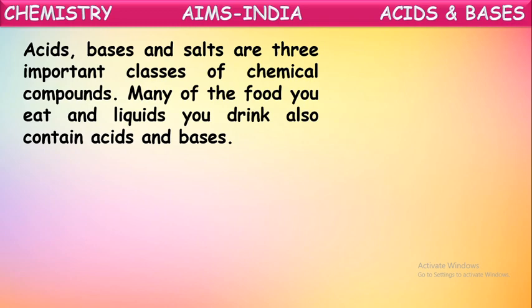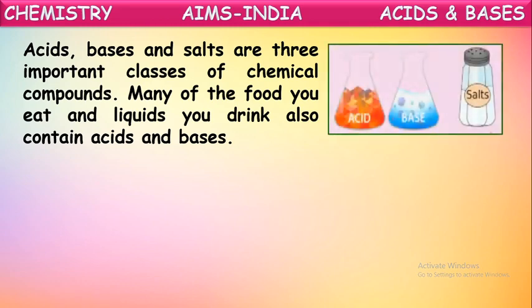Acids, bases and salts are three important classes of chemical compounds. Mostly, chemicals can be broadly classified into these three types: acids, bases and salts. These three are very important classes of chemical compounds.